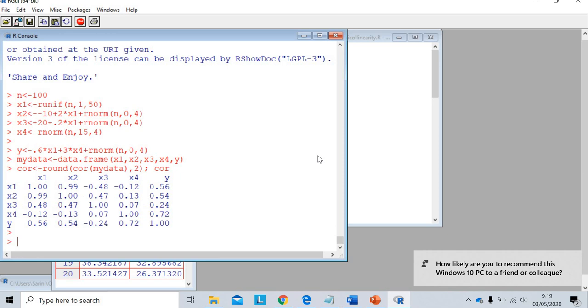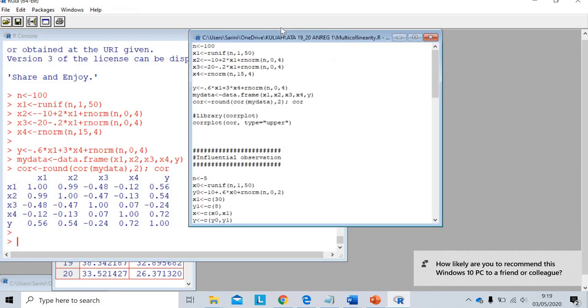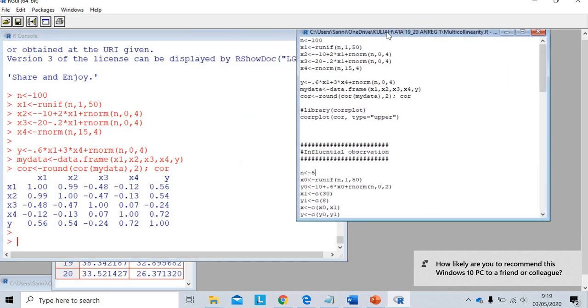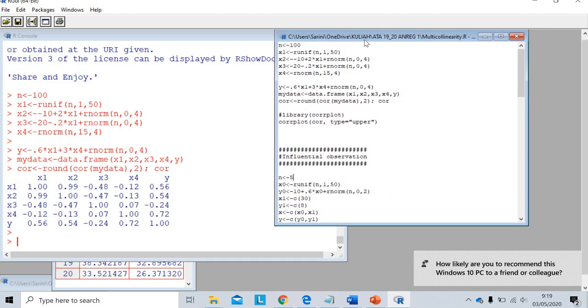One way to detect multicollinearity is, from the definition, that multicollinearity exists when you have correlation between the explanatory variables. So we produce the pairwise correlation among the variables. And actually, we can see here x1 and x2 have really high correlation, 0.99, x1 and x3 minus 0.48, and x1 and x4 is not really that correlated.